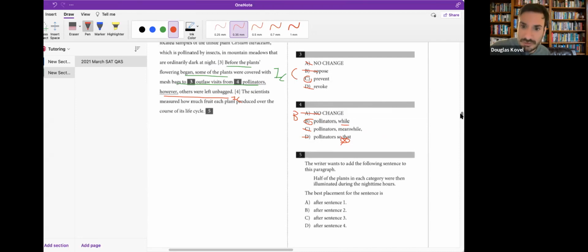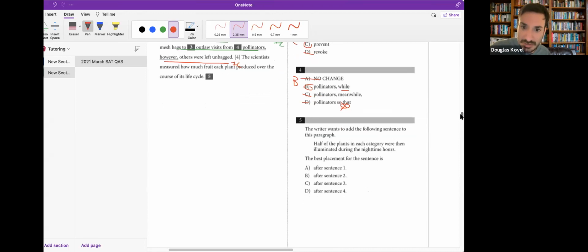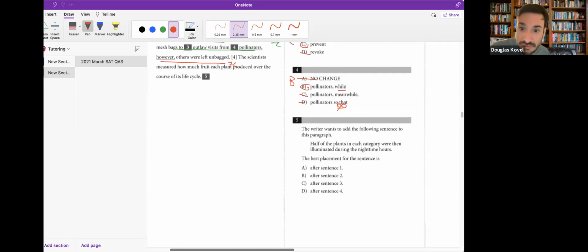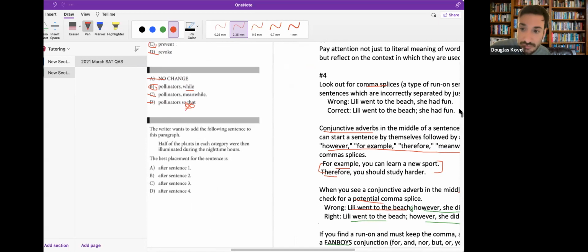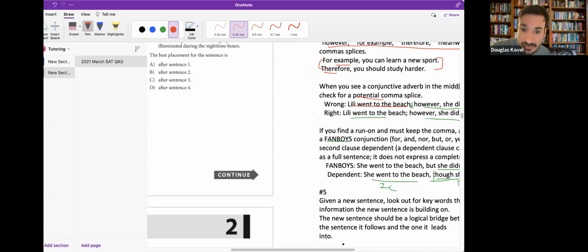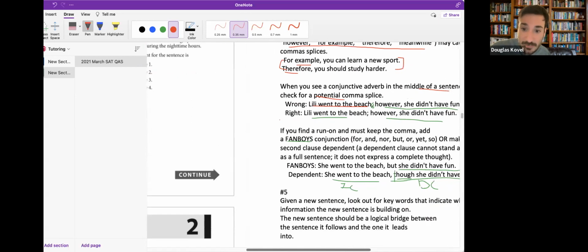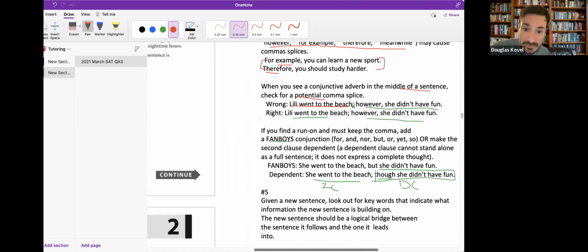All right, so the other questions shouldn't be as bad to get through. So number 5 is a sequence question. So the writer wants to add the following sentence to the paragraph. "Half of the plants in each category were then illuminated during the nighttime hours." So a general tip for these questions is, if you're given a new sentence, look out for keywords that indicate what information the new sentence is building on. The new sentence should be a logical bridge between the sentence it follows and the one it leads into.